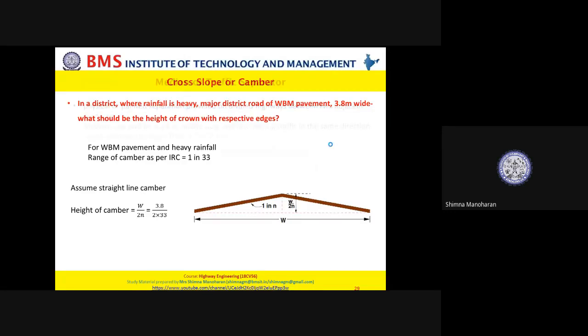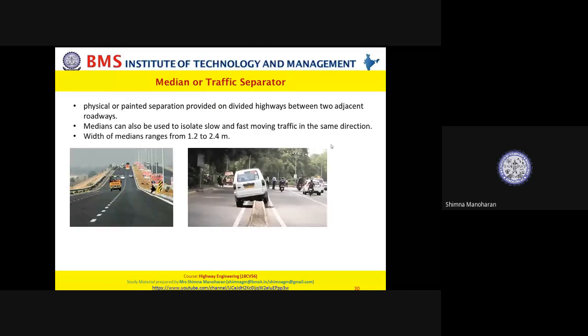Yeah. So now we will quickly see what a median or traffic separator is. I hope all of you have seen a median or traffic separator. So this is the worst scenario of how you use a median or traffic separator. So what is the use of a median or traffic separator? To separate lanes. Yeah, it is actually to separate traffic in different directions, roadways. Yeah, not lanes actually.